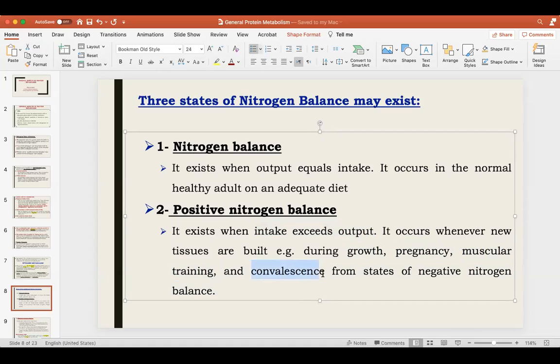Convalescence means recovery. Recovery from a catabolic disease. What is a catabolic disease? Such as malignancy, cancer. There is catabolism. When there is recovery, the body builds its own protein, so there is positive nitrogen balance.